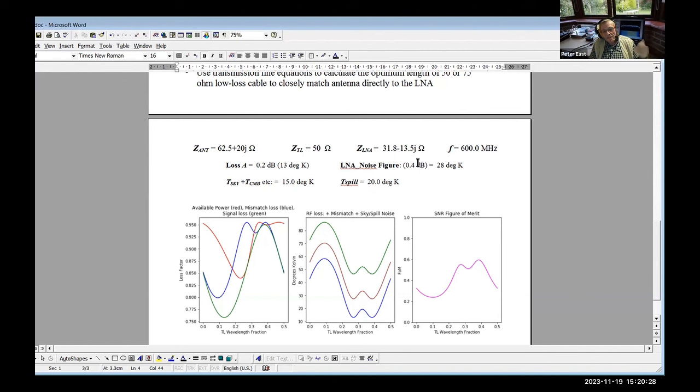Yeah. But I think manufacturers, when they sell a component, the noise figure that's measured is in a 50 ohm system. That's the figure that Mini Circuits gave me. I haven't actually measured it myself.